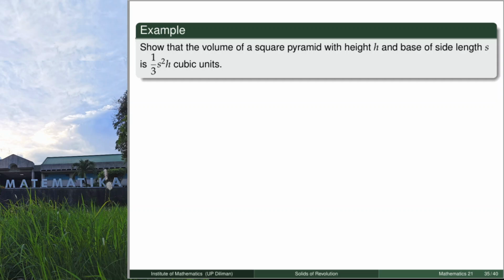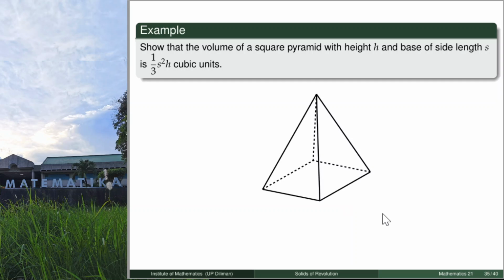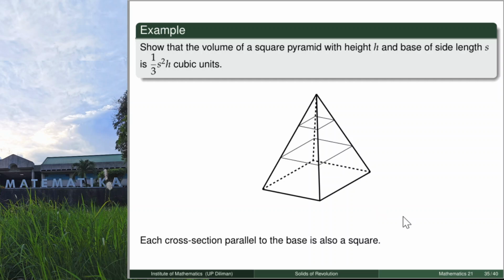In this case, we definitely need to draw our own diagram. So, what does a square pyramid look like? It's a pyramid with a square base. So here, we note that each cross-section parallel to the base is also a square. Okay? So here, if we slice horizontally, this is parallel to the base, and they are all squares.